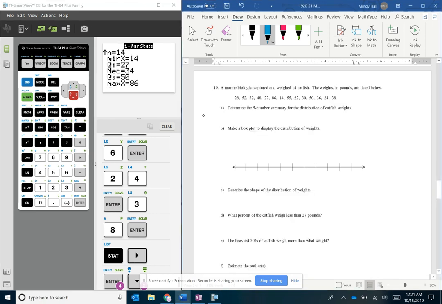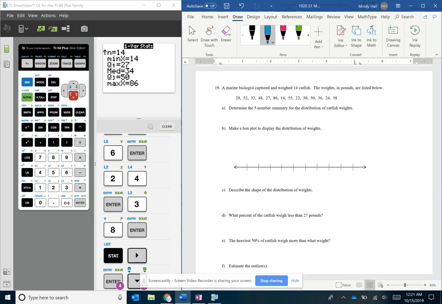So you have your, come on. We have our min is 14. Our Q1 is at 27. Our median is at 34. Our Q3 is at 50. And our max is at 86.